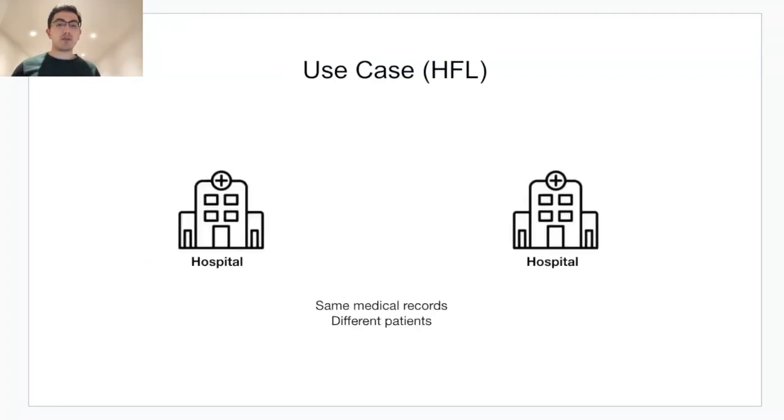As an example of horizontal federated learning, we can consider hospitals that want to train a model. They have the same types of medical records, that is the same features such as age, blood pressure, etc., but different patients, that is different samples.